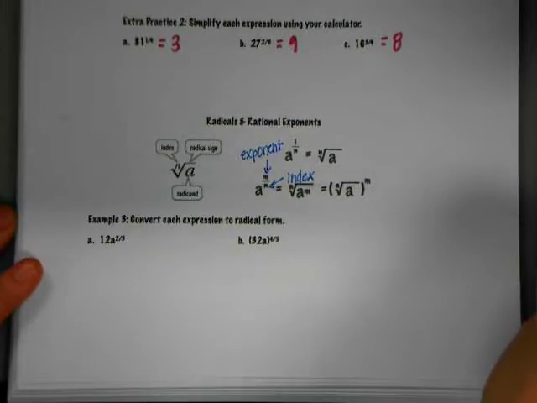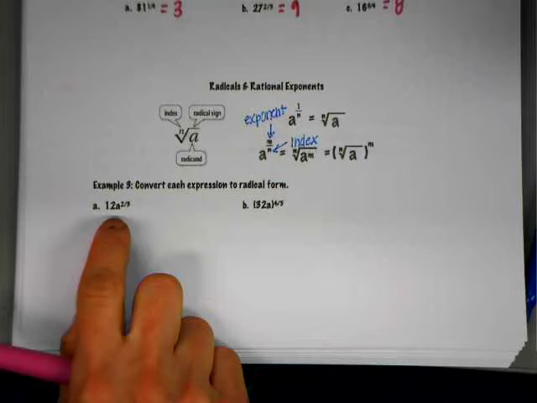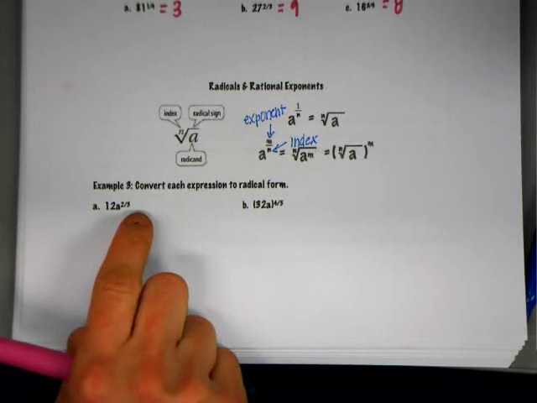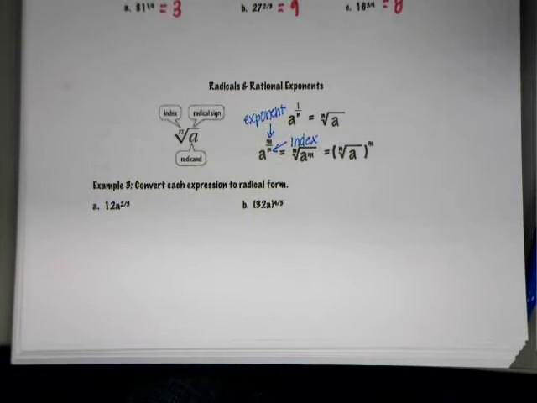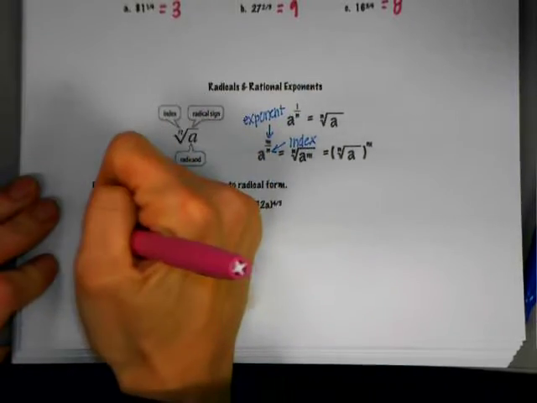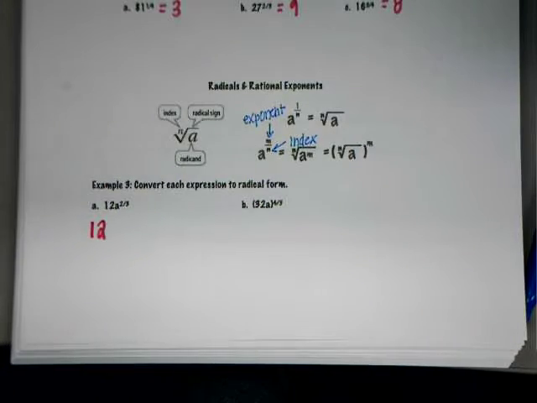So for A, there's no parentheses on that one. So first you have to ask yourself, is the whole thing to the 2/3 power or just the A? Just the A, right? Because there's no parentheses. Does that make sense? Yes? Okay. So the 12 is going to stay on the outside. That has its own first power.